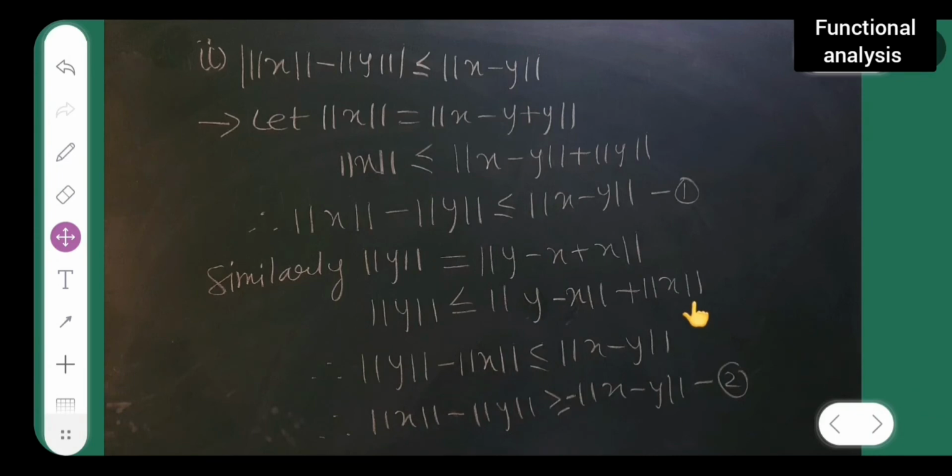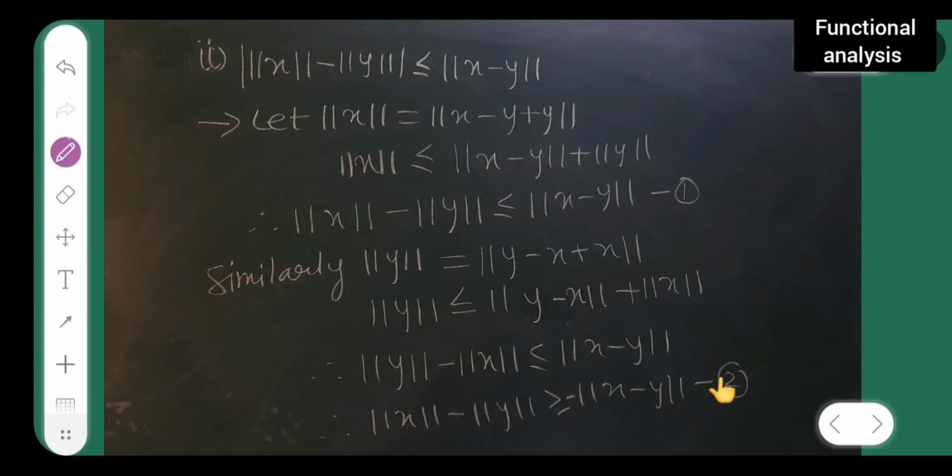Now what I'll have to do is bring this ||x|| to the other side. So it will become ||y|| − ||x|| is less than or equal to ||x − y||. Now what I'll do is interchange. So ||x|| − ||y|| is greater than or equal to, the sign will change and this is negative, −||x − y||. Now take this as 2. Now you'll have to combine this 1 and 2.